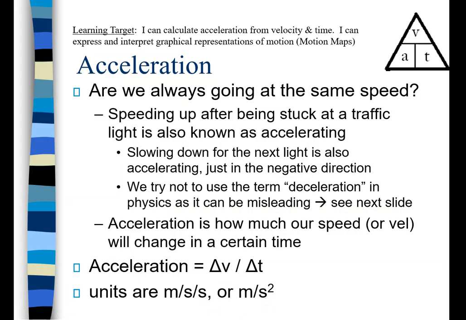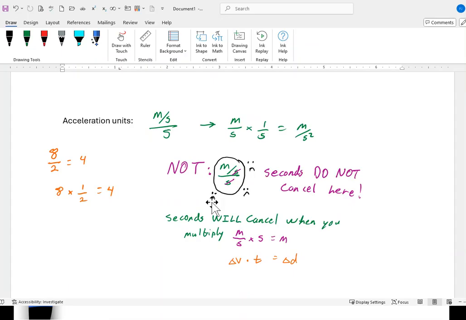You say, how does that work out? Okay, well, meters per second kind of works out like this over here. Meters over seconds times 1 over seconds equals meters per second squared. Now, a lot of times that really just baffles people. So let me write it out again.